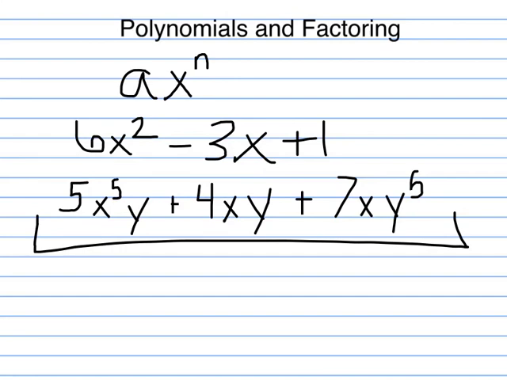The degree of the polynomial, or the degree of each term, is the total power of all the variables. So here we have x to the 5th, y to the 1st. The degree of this polynomial would then be the 6th power.